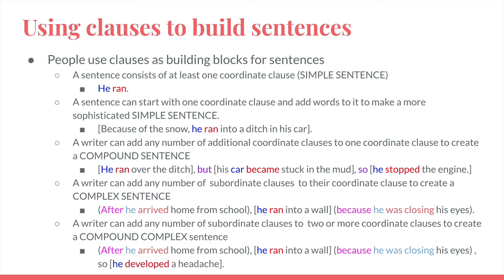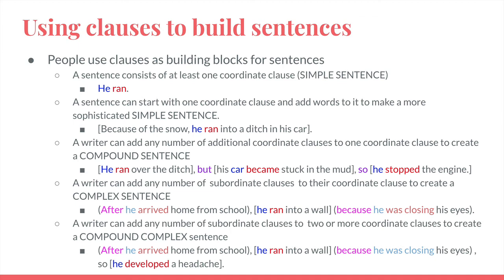And then finally, a writer can add any number of subordinate clauses to 2 or more coordinate clauses to create what we call a compound complex sentence. So in this case, you have a compound sentence in he ran into the wall, so he developed a headache. Those 2 coordinate clauses would create a compound sentence. And then you add subordinate clauses to them after he arrived home from school because he was closing his eyes. And so if you add a subordinate clause to an already compound sentence, you then have a compound complex sentence. And so the whole thing would read, after he arrived home from school, he ran into a wall because he was closing his eyes, so he developed a headache.